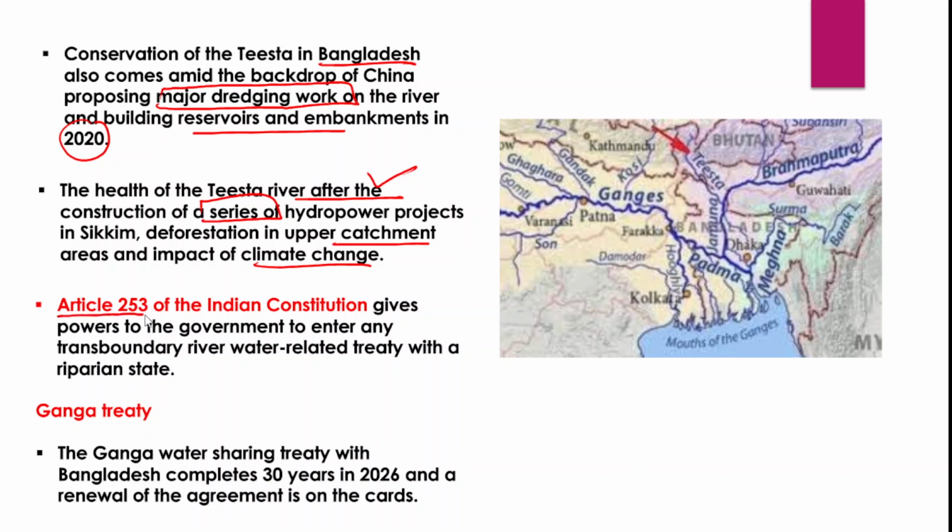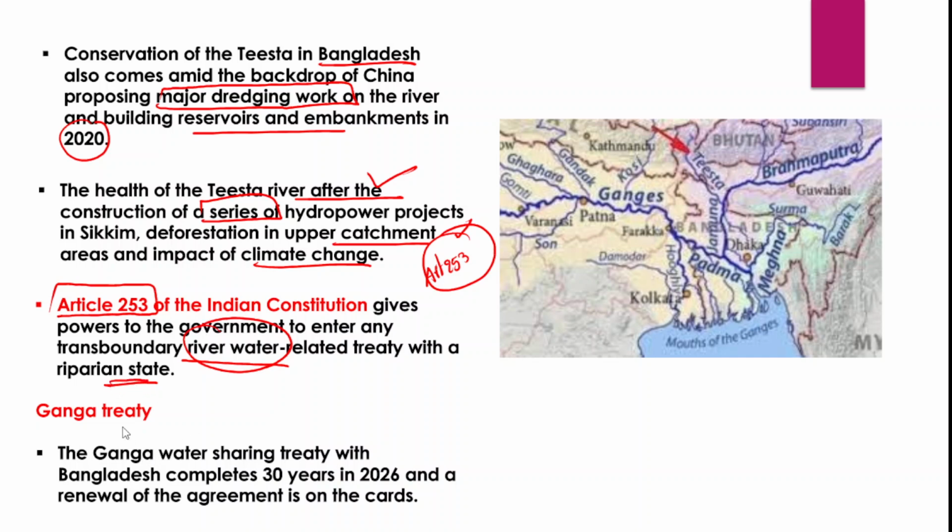And very importantly, remember this: Article 253 of the Indian Constitution empowers the government to enter into any agreement or treaty with neighboring countries with respect to transboundary river water. So between two riparian countries, Article 253 empowers the government to enter into any transboundary river water related treaty with the riparian state.